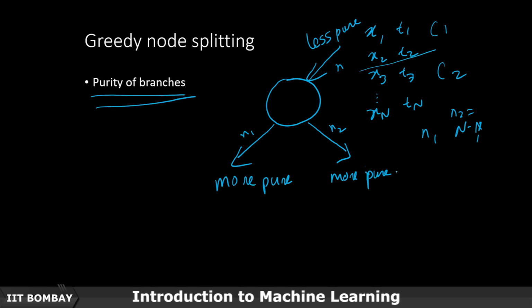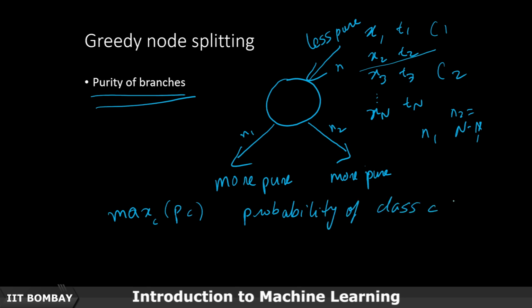Okay, so more pure means predominance of one class over all the other ones. So what is the notion of this purity? How can we capture it mathematically? There are multiple ways of capturing it. We can say max over C of all the Pc. What is Pc? Pc is the probability of class C, and let's say there are classes from 1 to capital C.